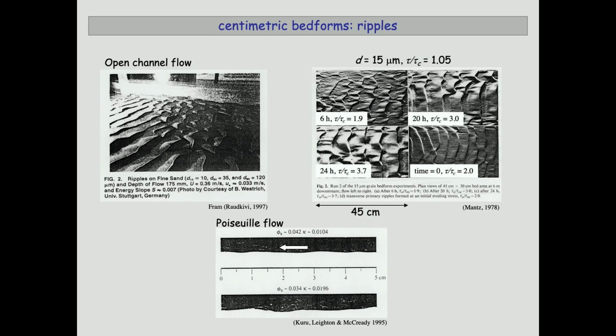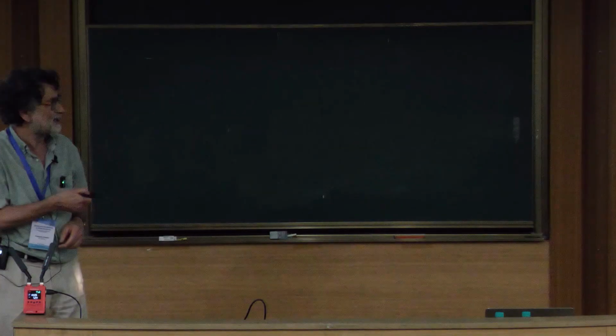You can see also that the pattern may be complicated and that it evolves with time. Here it's nearly the same shear stress, but after 6 hours, 20 hours, 24 hours. So the patterns may evolve slowly in time. And finally, we can observe also ripples under viscous flow, here under Poiseuille flow in pipes. Here you have another example of such ripples, which have been taken in our lab at IMFT in Toulouse.